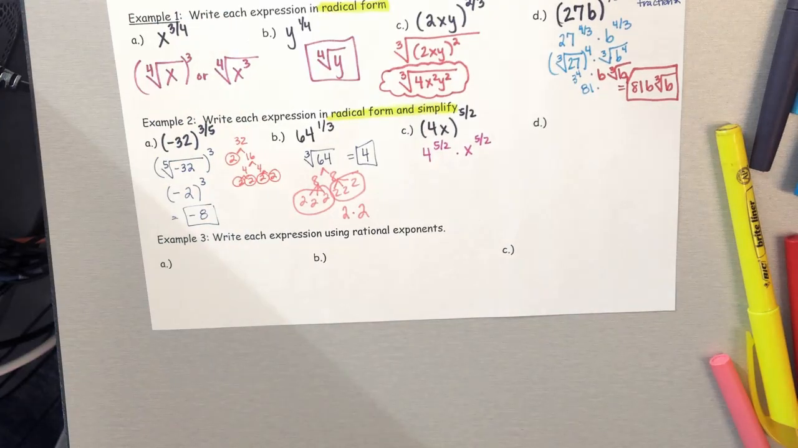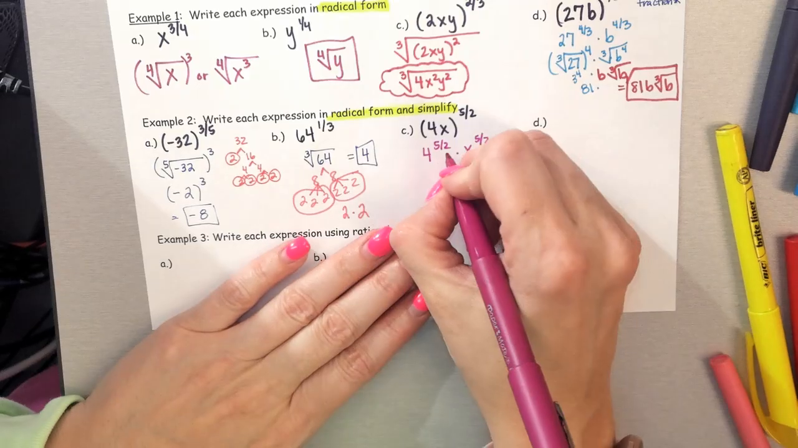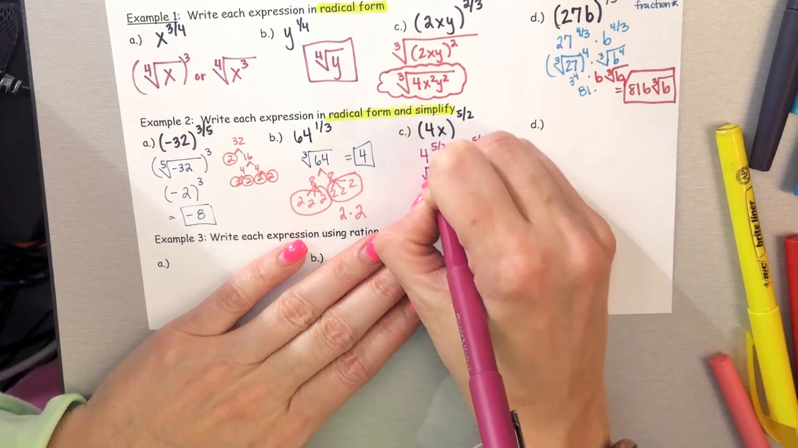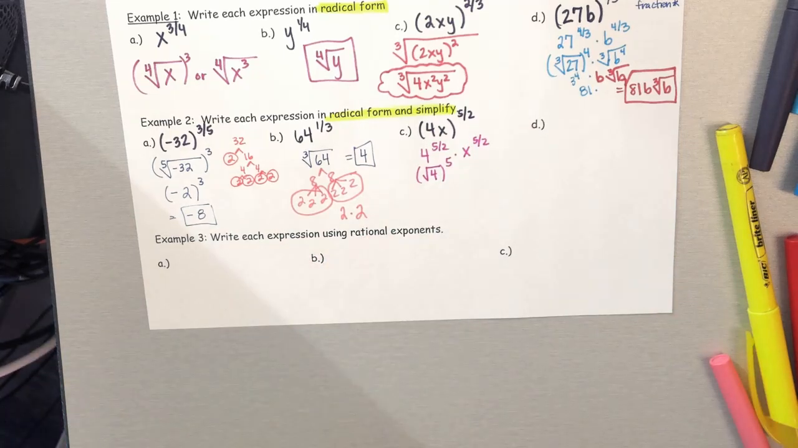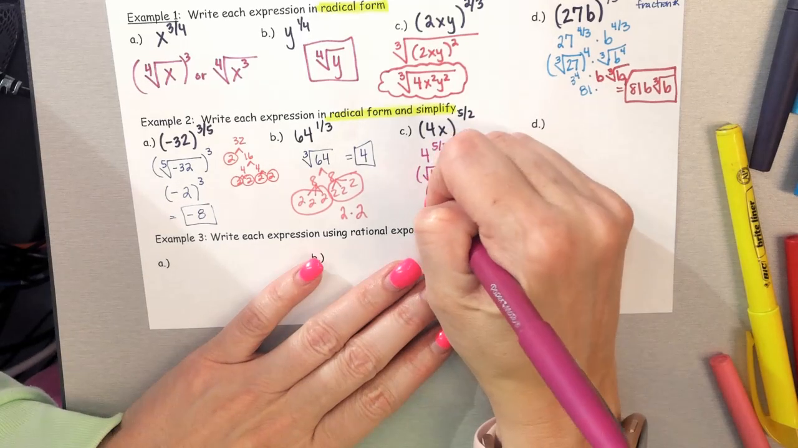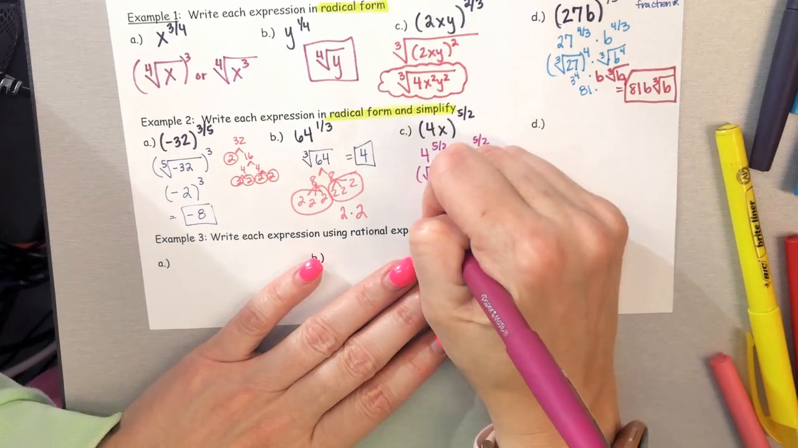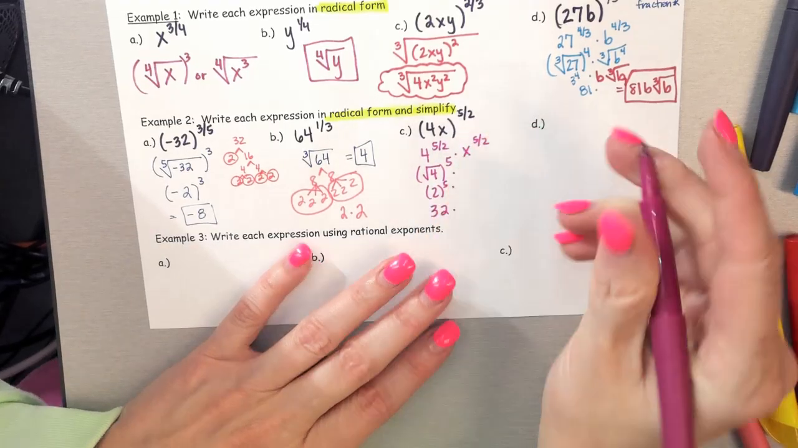You have 4 to the power of 5 over 2, x to the power of 5 over 2. So the 2 means you have a square root, to the 5th power. Are you guys able to do that? What's the square root of 4? 2. And 2 to the 5th? 32. Okay?